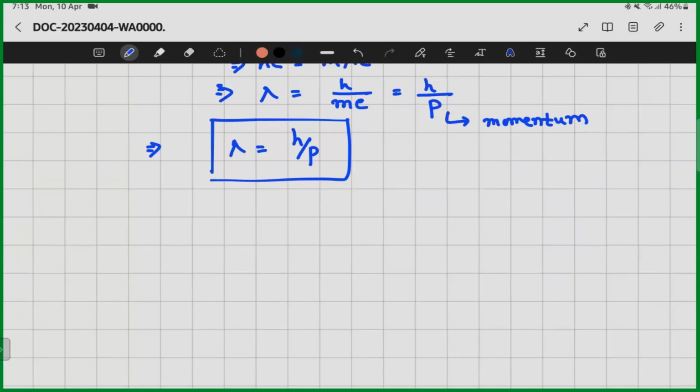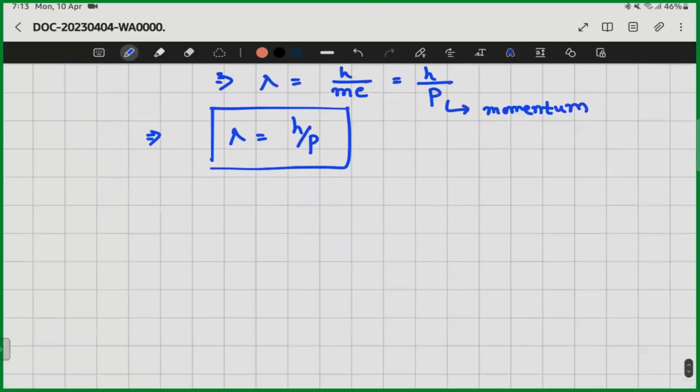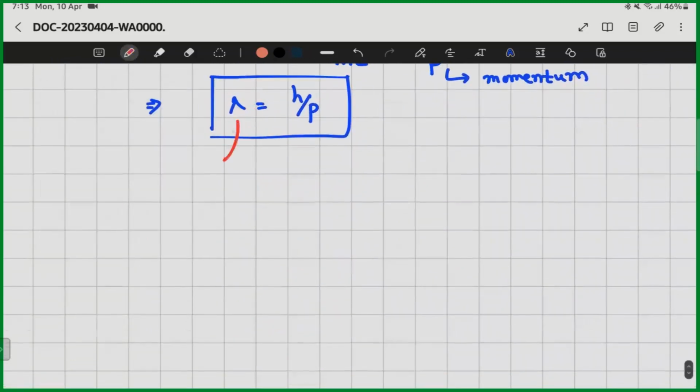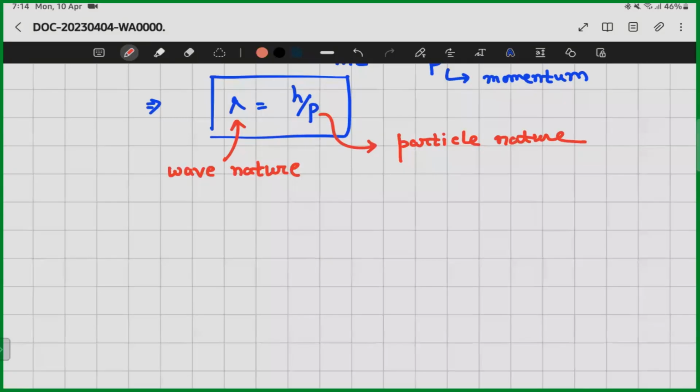This relation we can prove for the light. This supports the wave nature, and this supports the particle nature. So this equation is the de Broglie equation, what we can say. This equation actually connects two properties, the particle nature and the wave nature of the light.